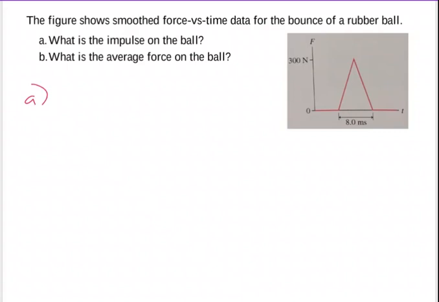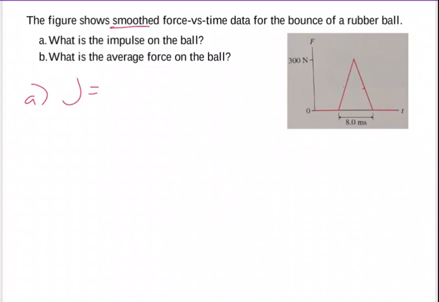J is the letter that we'll use. And notice it said smoothed force versus time. So it wouldn't look like a line segment up and a line segment down. They smoothed it for us, so it looks a little bit easier to work with. J is going to be the area under the curve. And how would I calculate that area under the curve easily?